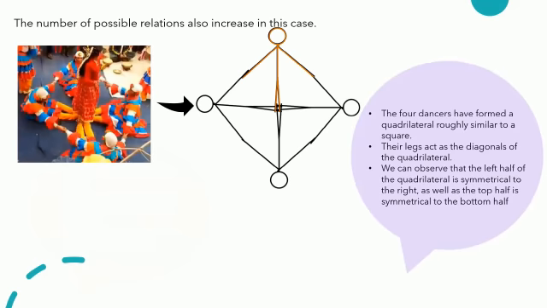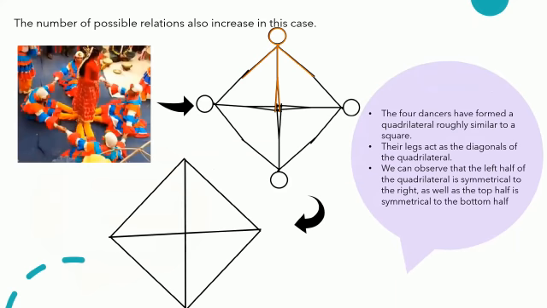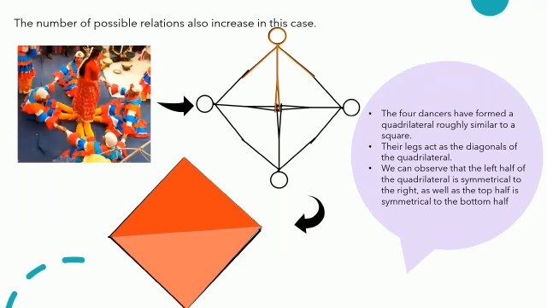So we can observe that the four dancers form a quadrilateral which is roughly similar to a square. So the legs of the dancers act as the diagonals of the quadrilateral. And we can also observe that the left half of the quadrilateral is symmetrical to the right and that the top half of the quadrilateral is symmetrical to the bottom half.